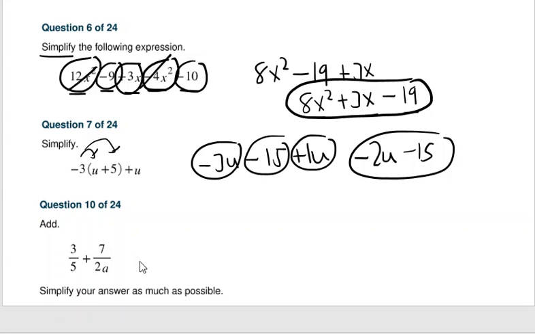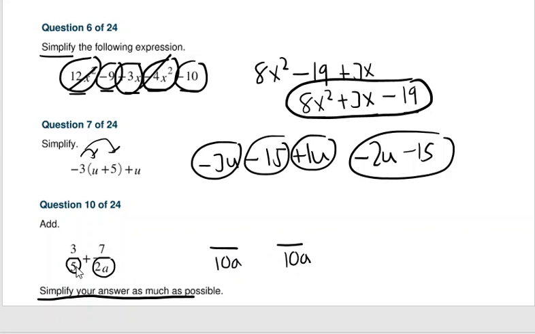Okay, on the next one, we need to add these two terms. It says to simplify your answer as much as possible. Remember that when you add fractions, you have to have a common denominator. So in this case, the denominator of the 3/5 is a 5, and the denominator of the 7 is 2a. So if we multiply those two together, that can give us our common denominator. So 5 times 2a is 10a. That's our common denominator.